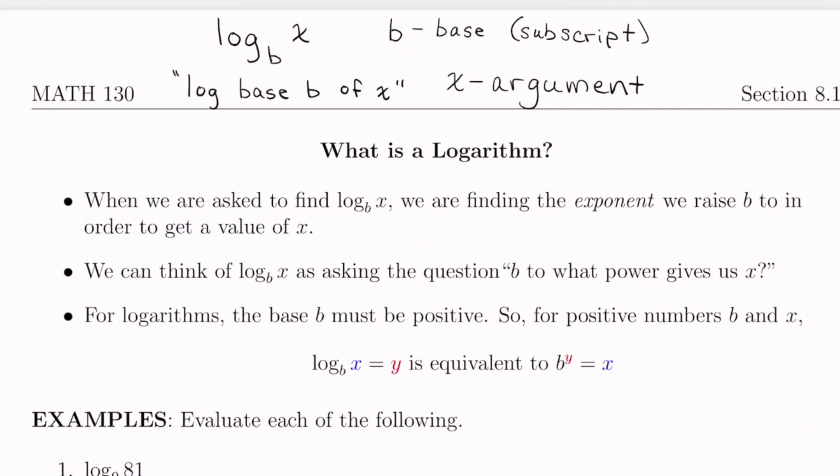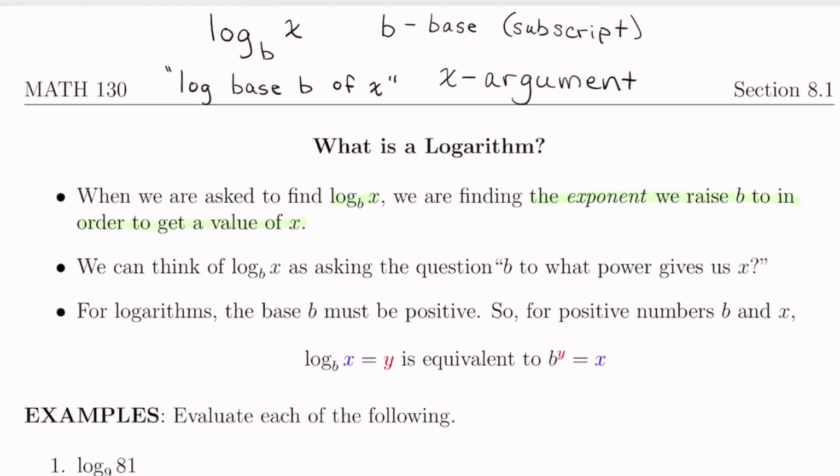When we are asked to find log base b, we are actually finding the exponent we raise b to in order to get a value of x. We can think of log base b of x as asking the question, b to what power gives us x? For logarithms, the base b must be positive. So we are only considering positive numbers for b and x.